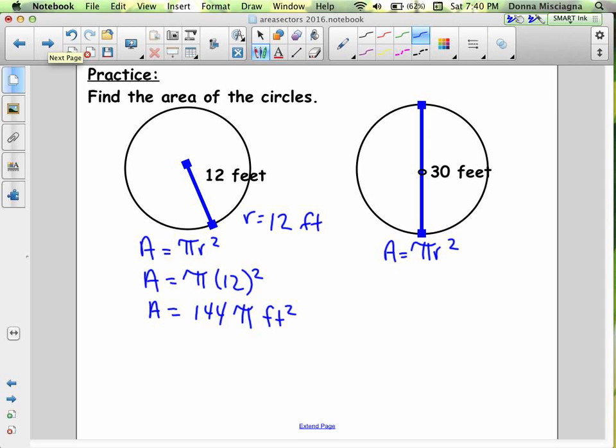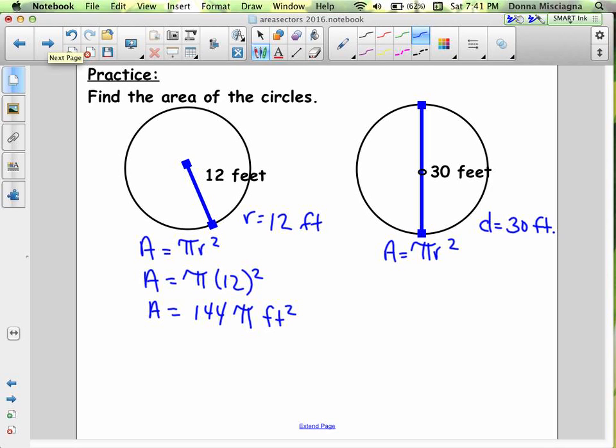All right, so now the tape is going to pause again, and this time you're going to find the area of a circle with a diameter of 30 feet. Choose the answer you think is correct, and then I'll go over it momentarily.